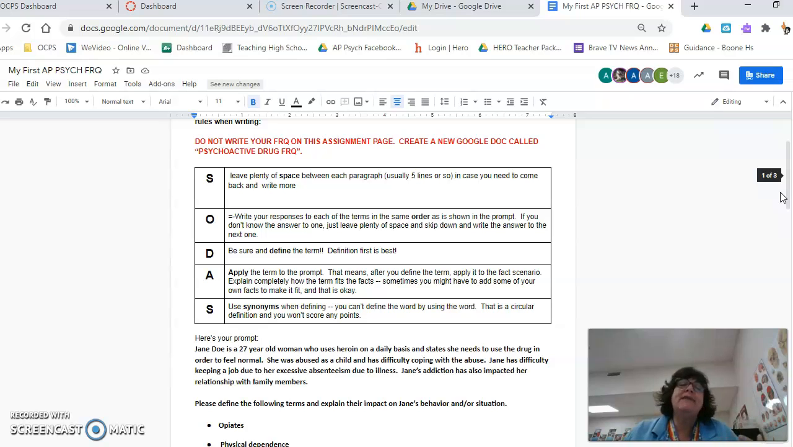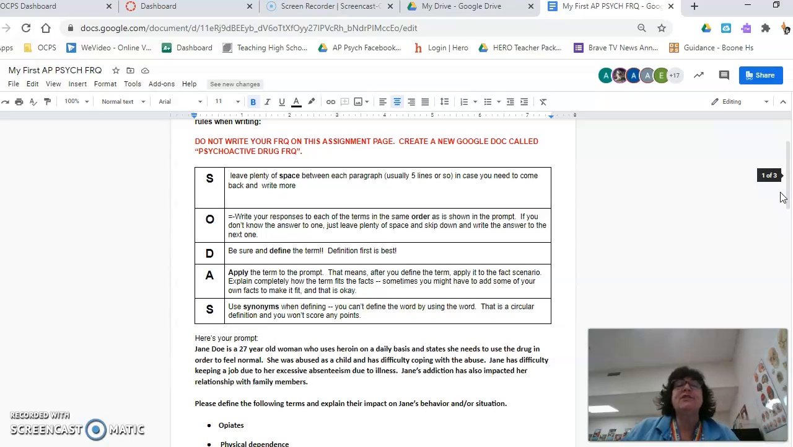Then apply. You have to take the term and apply it to the scenario. So in this scenario, we have Jane Doe, okay, and she's using heroin. So it's pretty easy to talk about heroin, okay, as an opiate. And so that's easy to apply. Physical dependence, you've got to know what physical dependence is, what the symptoms of physical dependence are, and then you've got to use facts about Jane that indicate that she has physical dependence to the drug. If the facts aren't there, you can always add some additional facts as long as they go with Jane.